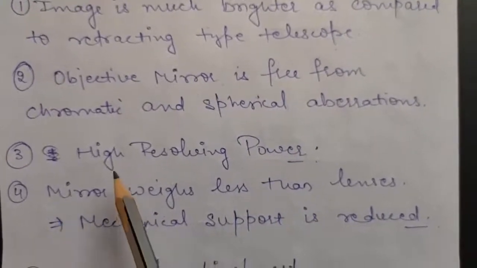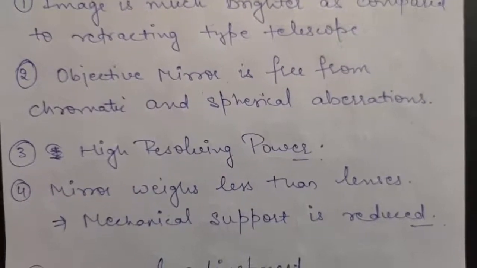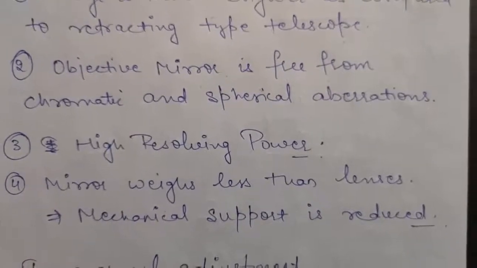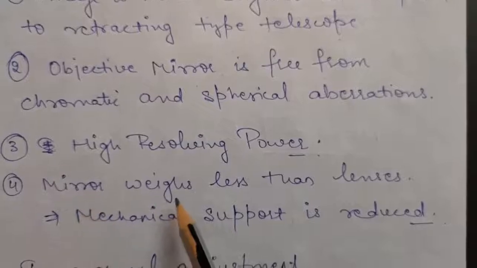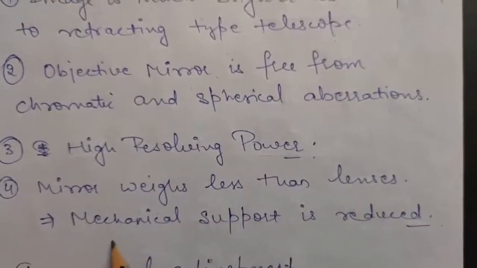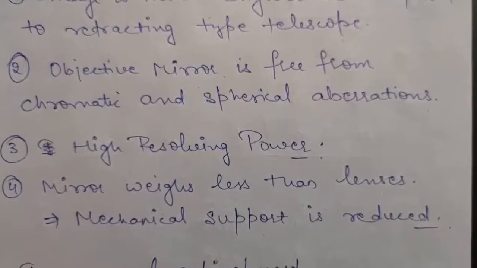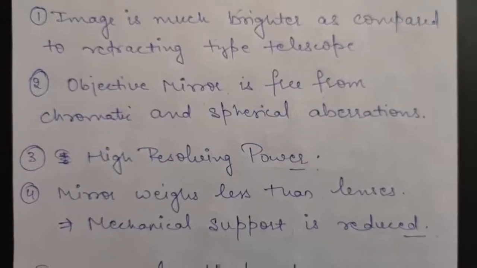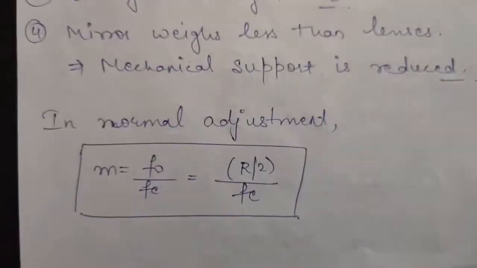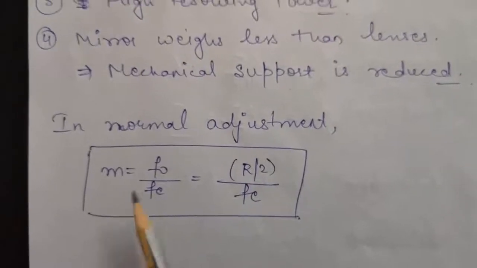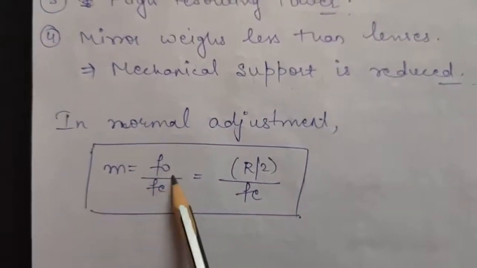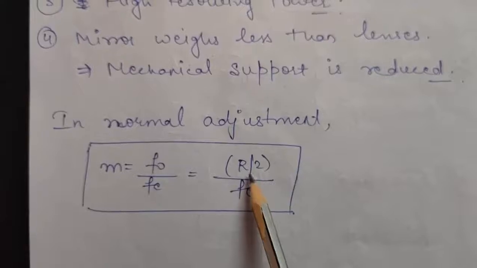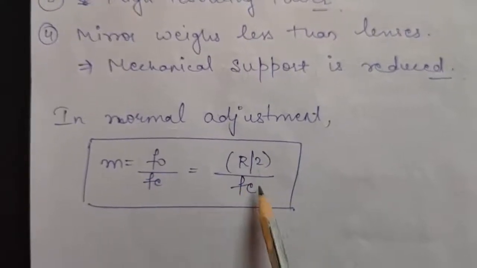Third is that the image we get is also highly resolved, because we are using a mirror of very high aperture. And the fourth benefit is that because mirrors weigh very little as compared to lenses, the mechanical support required is also reduced in the reflecting type telescope. So these are 3-4 advantages of this telescope over the refracting type telescope. Now in normal adjustment, it also has a magnification of f0 by fe. As f0 belongs to the objective mirror, f0 is nothing but r by 2, where r is the radius of curvature of the objective concave mirror, upon fe.